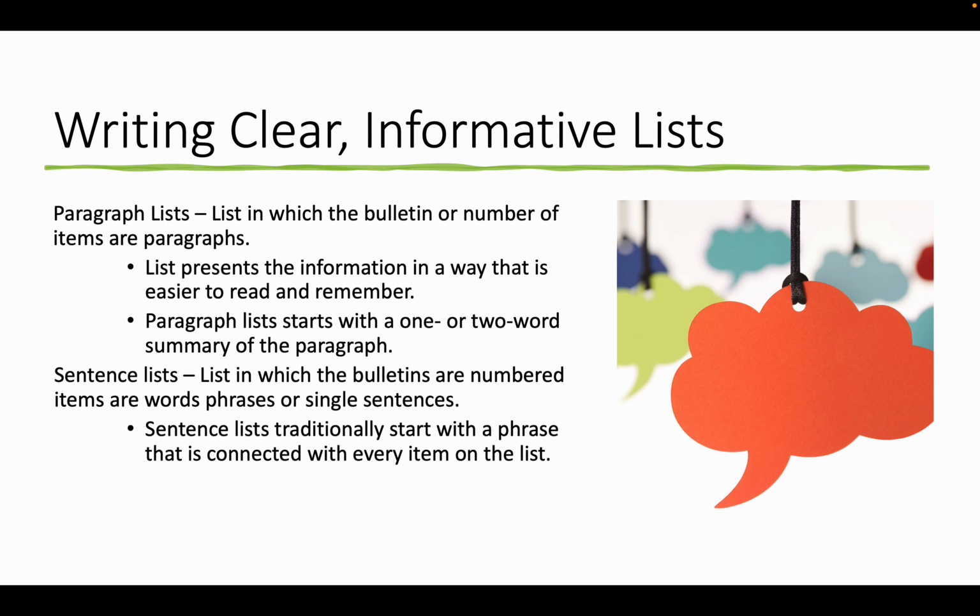So the first one up here is the paragraph list. These are lists in which the bulleted or numbered items are paragraphs. A lot of times this is represented this way because it's easier to read and remember. Usually paragraph lists start with a one or two-word summary of the paragraph, but they are definitely the most involved type of list. They have the most text.